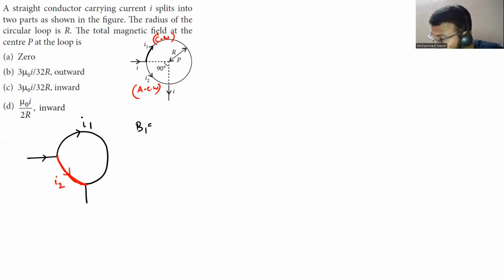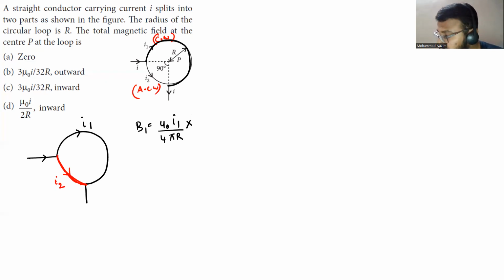This is 3/4 of the circle. So how much angle is it going to subtend? 3 pi by 2, isn't it? Pi by 2, pi by 2, pi by 2, as seen from the previous problems also. So B1 is going to be mu naught I1 divided by 4 pi r, the radius is r, multiplied by the angle that it is going to subtend at the center, isn't it?